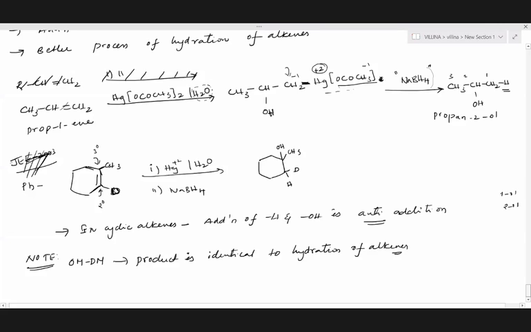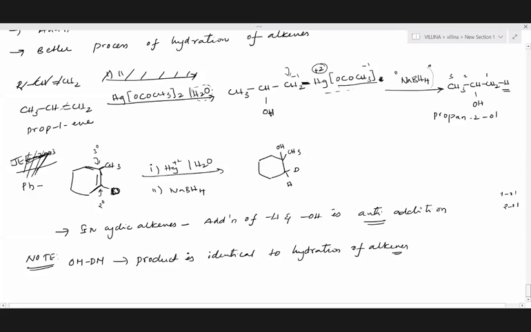And the main important thing is that this is a better process for hydration of alkenes. This gives better yields than the previous acid-catalyzed hydration. So this they have directly asked in the mains.